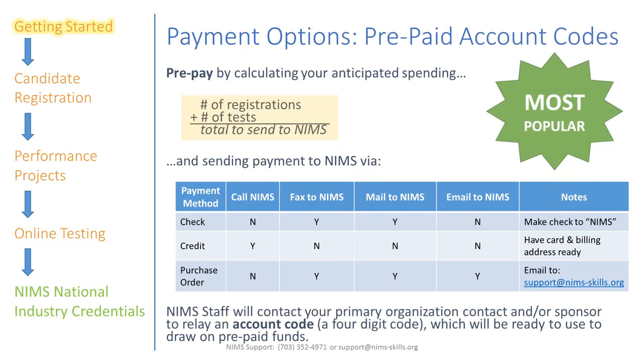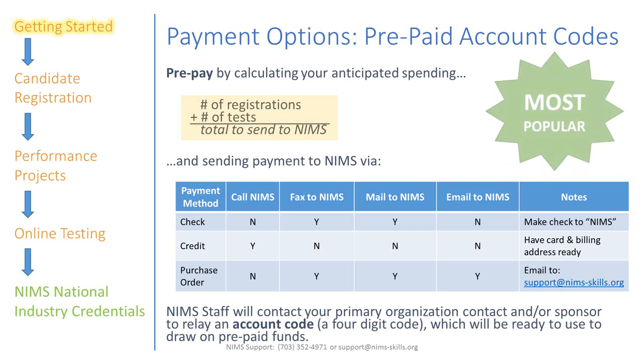Next, we will explore payment options, starting with the most popular, prepaid account codes. Under this payment method, your staff will calculate its costs with NIMS for the foreseeable future. That means calculating the number of registrations and/or tests that will need to be purchased. Then, that total is sent to NIMS in the form of a check, a credit card payment, or a purchase order. Depending on the form of payment, different delivery is requested, and you can refer to this slide when ready to process payment.